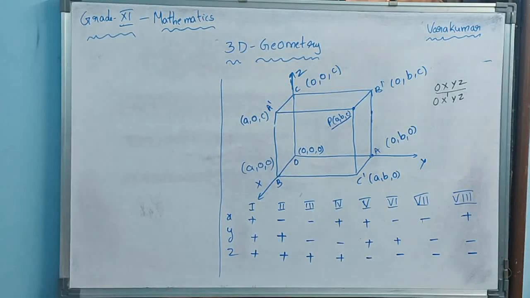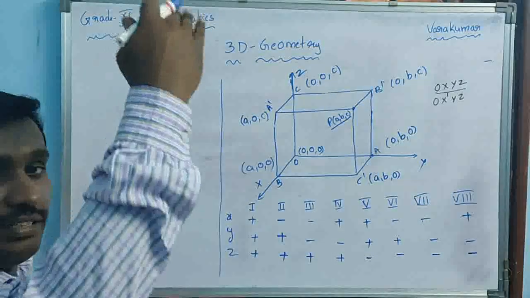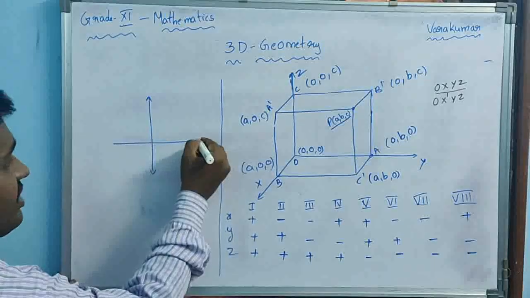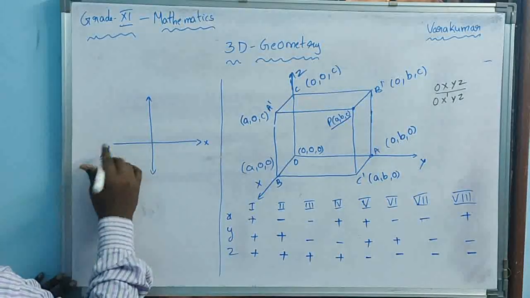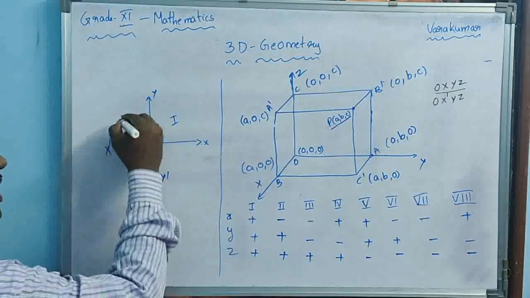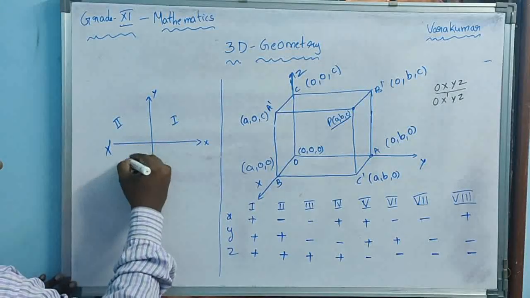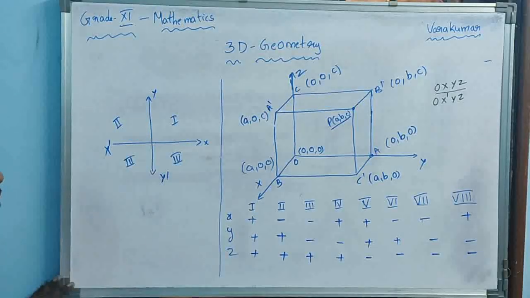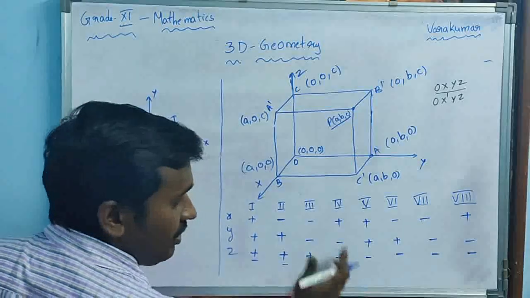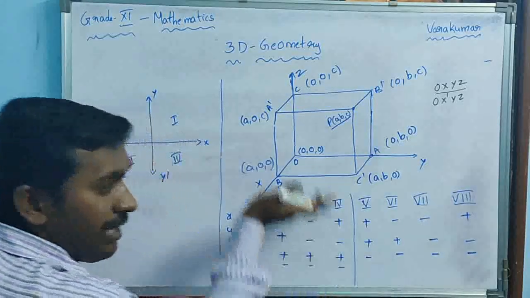Now, Z is the upper layer. So, remember the X, Y axis coordinates: first quadrant, second quadrant, third quadrant, fourth quadrant. Z is upper right. See here, all are positive. So, these first four are the upper layer.